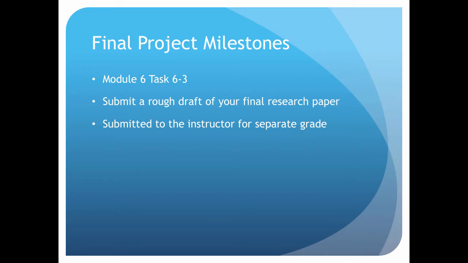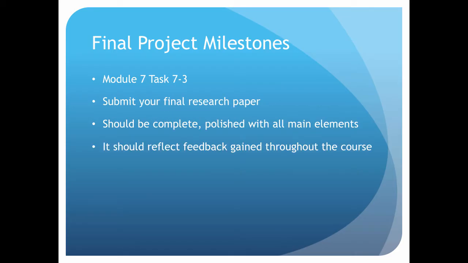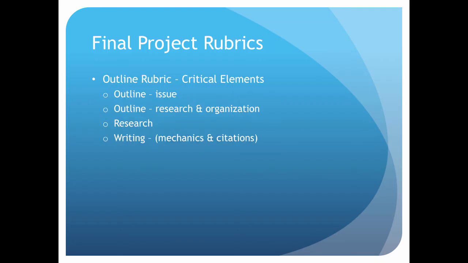Next is Module 6. You notice there is a 2-week break so that I can get your outlines graded, then get them back to you, and you can get to work on writing a rough draft. There is a rubric for the rough draft. This is another very specific assignment in a paper. It's your finished paper, almost completely ready to go. It's a rough draft. It's graded separately. And then finally in Module 7, which now is only 4 modules away, you submit your final paper, and this should be complete, it should be polished, have all of the elements, and it should reflect the feedback you've gained throughout the course.